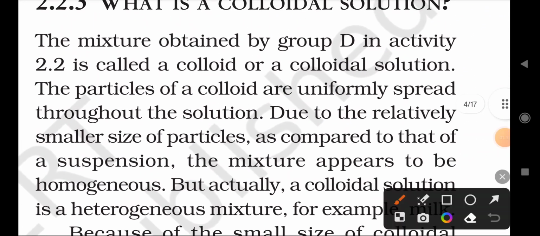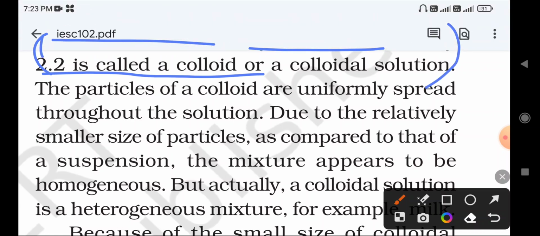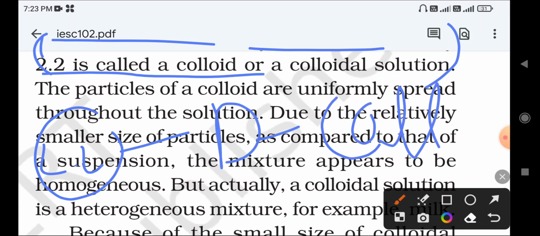The mixture obtained by group D in activity 2.2 is called a colloid or a colloidal solution. In an earlier chapter of Matter Around Us Pure, we did some activity 2.2. So in that, the solution obtained in D is called which type of solution? That is a colloidal solution.